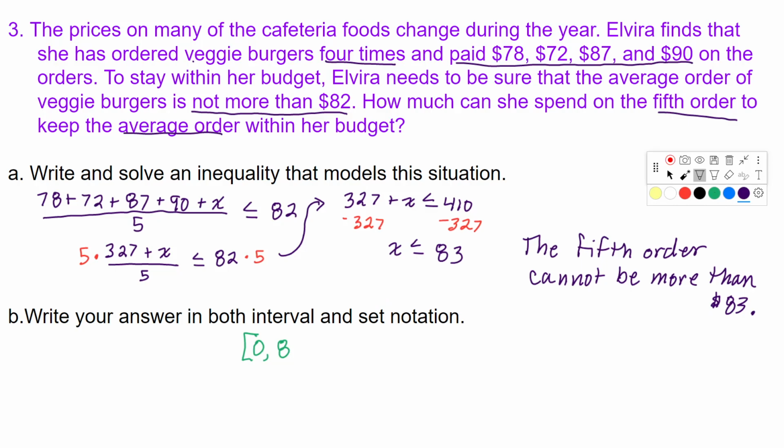So our interval will go from 0 to 83. Our set notation, fancy bracket x, vertical bar, 0 is less than or equal to x is less than or equal to 83. Next example.